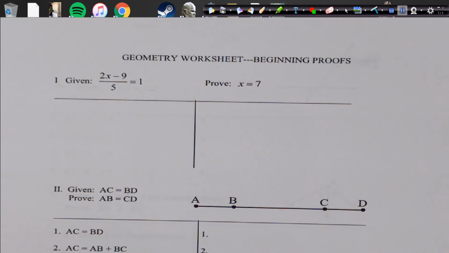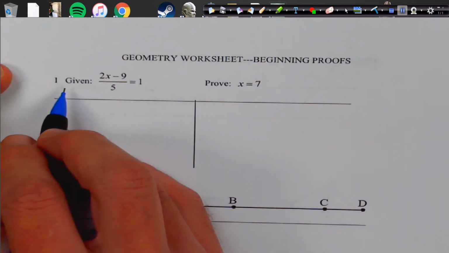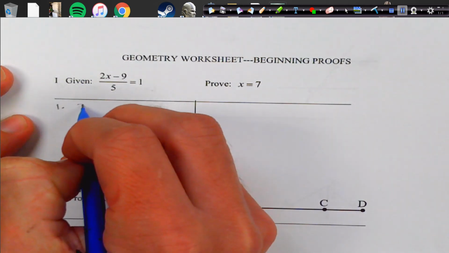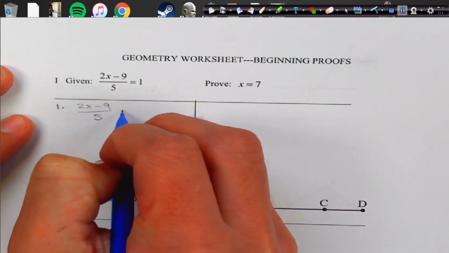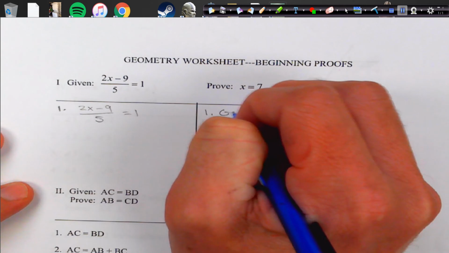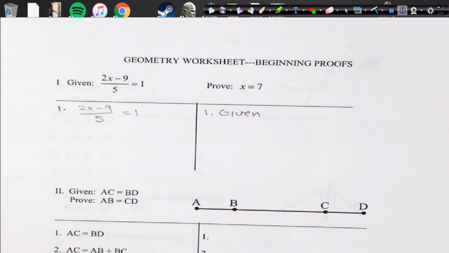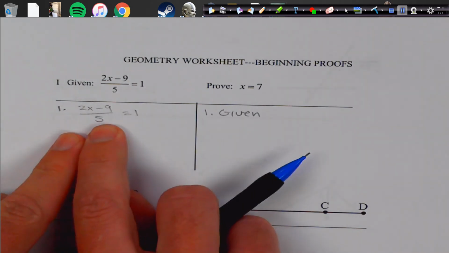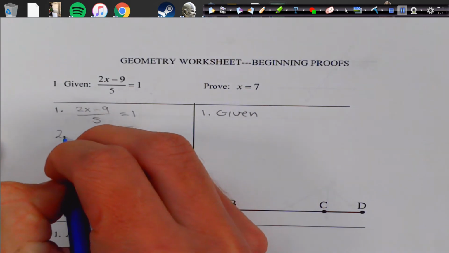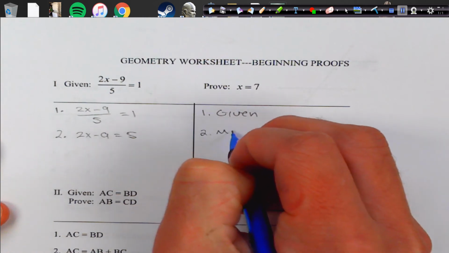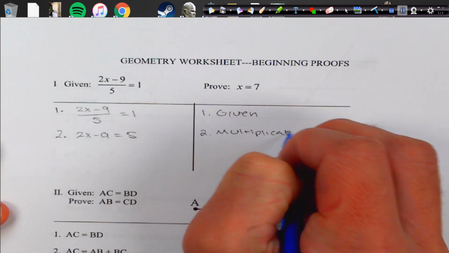Okay, so notice there's no statement, there's no reason. We're going to do all of this freestyle. Alright, so we're going to go ahead and write our first piece here. And I'm actually going to do all of this a little differently. Besides that first one, statement and then reason, let's go ahead and just solve this. So right here, we're going to get rid of the 5 by multiplying to both sides. So this is going to be 2x minus 9 equals 5. Since I multiplied to both sides, we're going to use multiplication property.